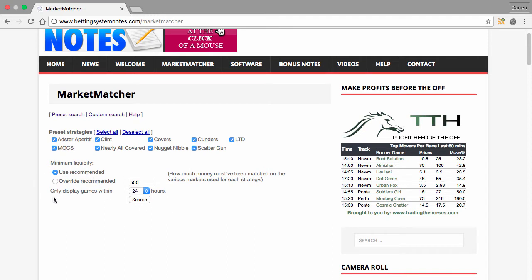And you'll see here, this is what the question we had. It was basically concerning this minimum liquidity setting, which we've actually got here. And basically this is how much money must have been matched in the various markets for the particular strategies. Now, different strategies, and these are explained on the site, will use basically the common markets that you would have. These are football strategies, by the way. So we'd be looking at things like matched odds, over and under 2.5 goals, correct score, over and under 1.5 goals, that sort of thing.